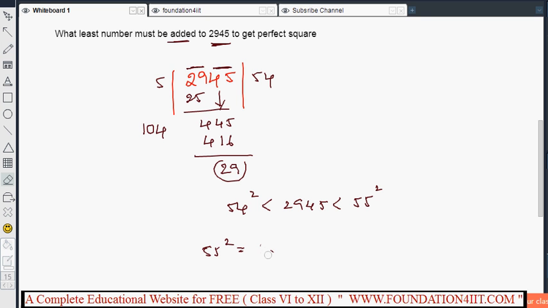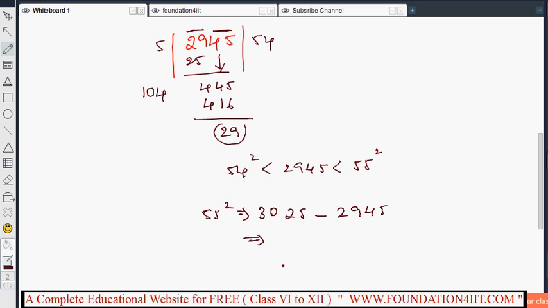Erasing. So in the previous problem, what must be subtracted means directly we can subtract what is coming extra. But what must be added means you should go for the next perfect number. So 55 square. The required number to be added, 55 square is 3025. From this, 2945 you subtract, that is equal to 80.